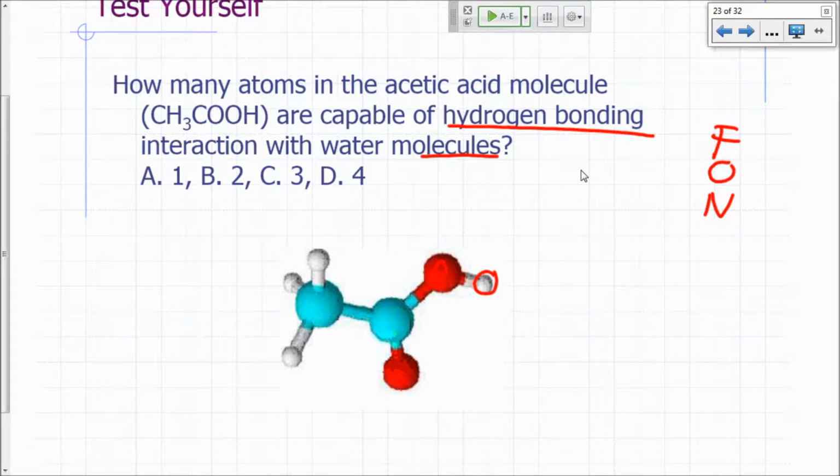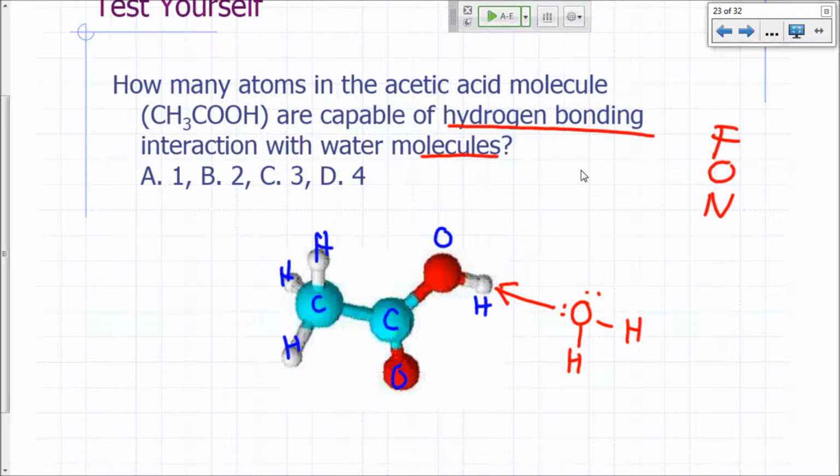This is oxygen, that's hydrogen. That's carbon, oxygen, hydrogen, carbon, hydrogen, hydrogen. CH3COOH. So this hydrogen right here would be attracted to a water molecule nearby, and so that interaction between that hydrogen on the acetic acid molecule with the lone pair on the oxygen of a neighboring water molecule is what you would call a hydrogen bonding interaction between these two molecules. So that's capable of hydrogen bonding interaction there.